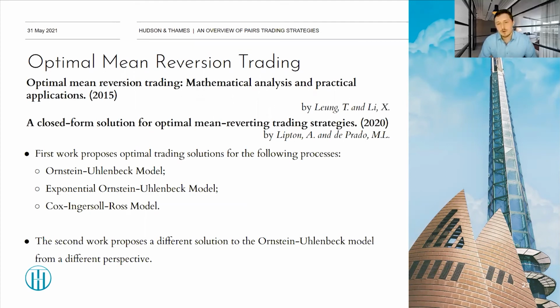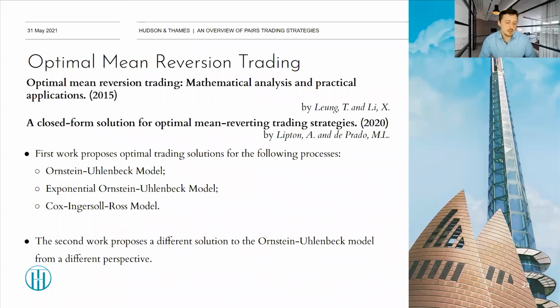In the first textbook, the idea is essentially, hey, let's assume that our spread process follows a particular distribution and process. Those three processes are covered in the original work: the Ornstein-Uhlenbeck model, which is also widely used in different other pairs trading approaches, the exponential Ornstein-Uhlenbeck model, plus the Cox-Ingersoll-Ross model.